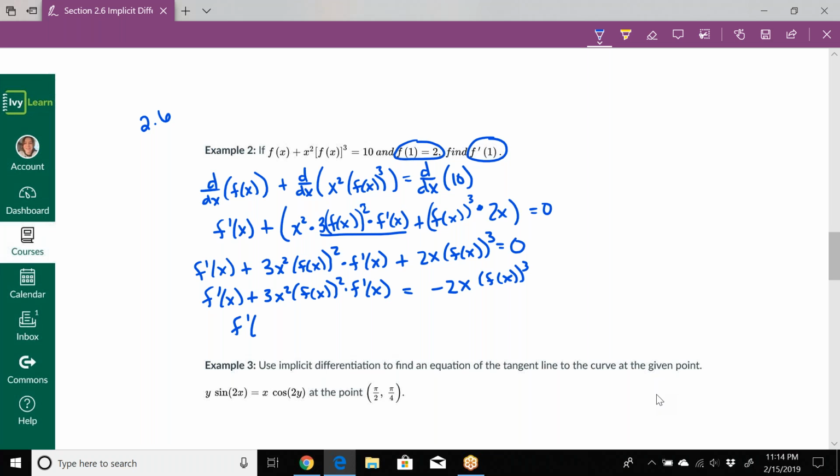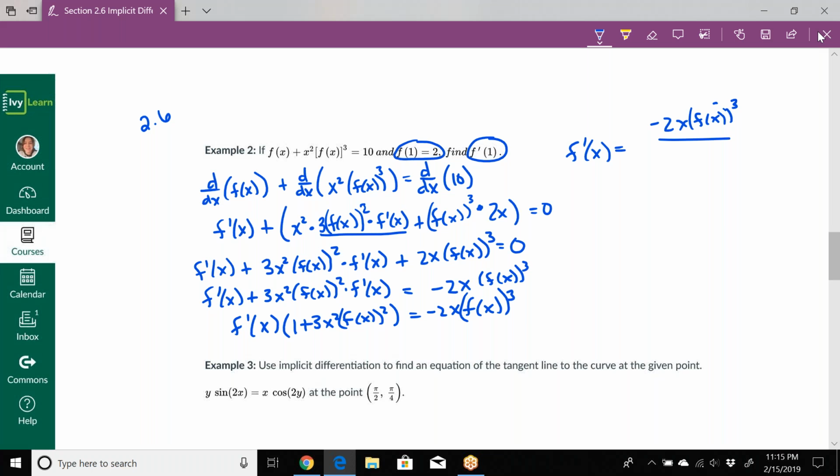And then we can pull the f prime out of this so that we can solve for it. That would leave me with a 1 for that first term, and then the remainder pieces here. So f of x squared equals this, f of x cubed. And then I would divide that over so that I have my f prime by itself. So that would be negative 2x f of x cubed, and that's over 1 plus 3x squared f of x squared.